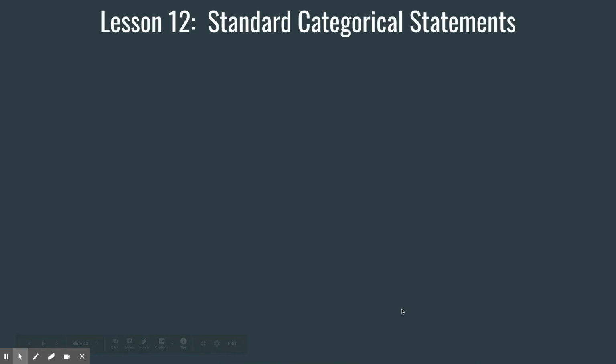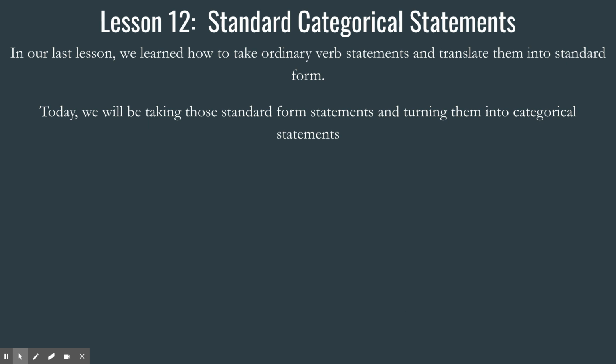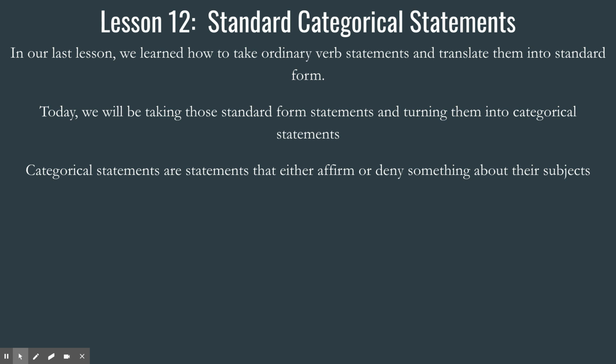Standard categorical statements. In our last lesson, lesson 11, we learned how to take an ordinary verb statement and translate it into standard form. We identify and write down the entire subject. Next, we choose the proper form of the verb to be. And third, we take the predicate and make it a predicate nominative. Today, we're going to go one step further and go from standard form to categorical statements. So that's the goal. What are categorical statements?